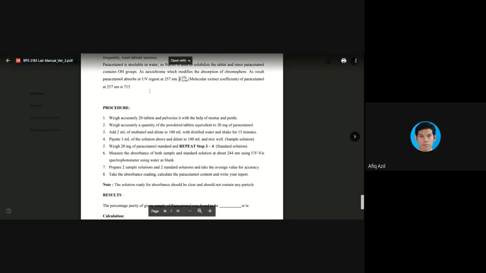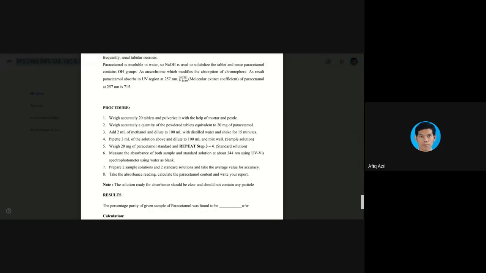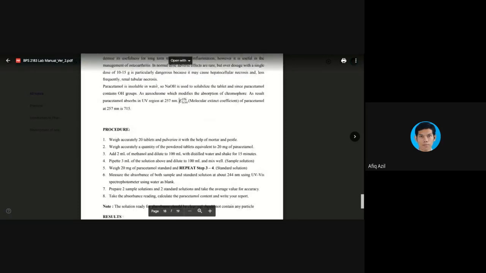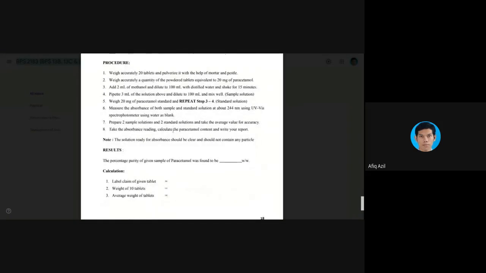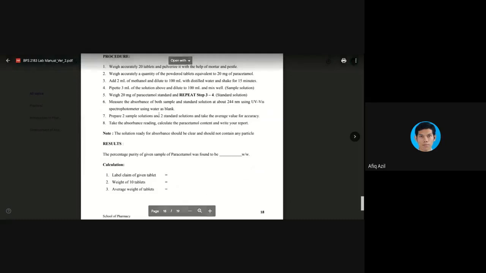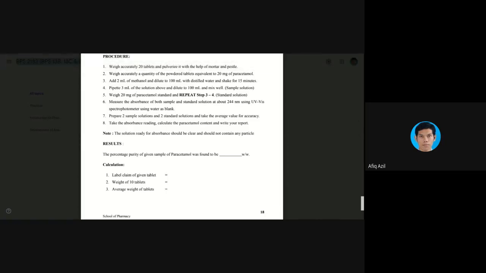Okay, other references could be different. The one that I put above over here is 257 nanometer. But it depends on which reference that you are using as the lambda max. So this is 244. And you will use water as blank, because even though there is a little bit of methanol over here, that is just in tiny amount. The bulk of it, you are using distilled water as the solvent.